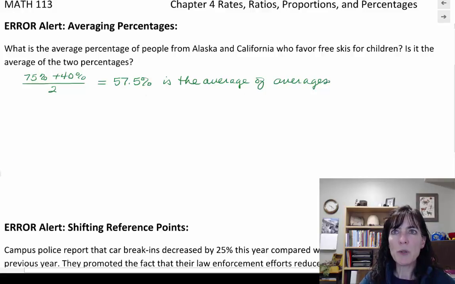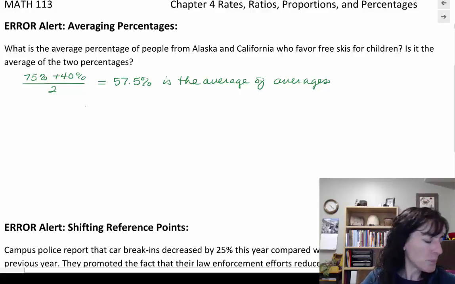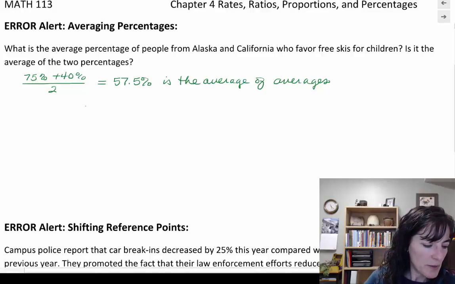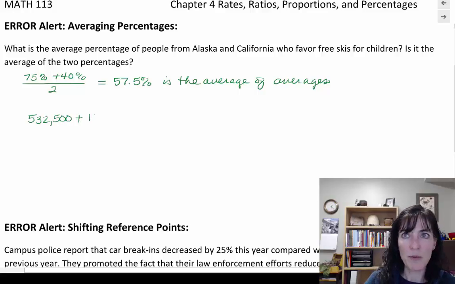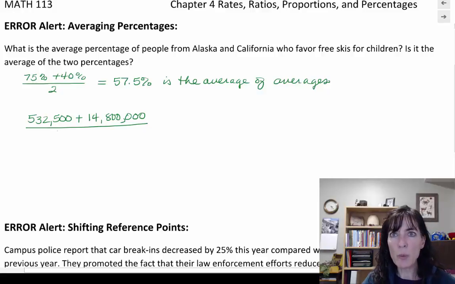And so then what we want to do is add up the actual figures. And so we had the ones who favor free skis. So we had 532,500 plus the 14,800,000. And we want to take that out of the total population of the two states. So that's going to be 710,000 plus 37 million.